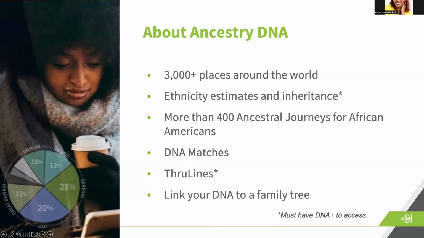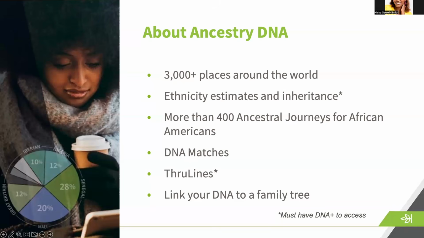For African American customers, there also are the ancestral journeys. And with the ancestral journeys, there are more than 400 of those. And while the ethnicity estimates and origins cover 1,000 to 2,000 years ago, the ancestral journeys, or what were formerly called DNA communities, cover a much more recent time, as recent as 75 years and earlier. And those can drill down to a county and specific regions within the United States and the Caribbean.